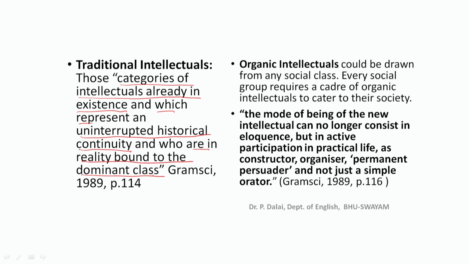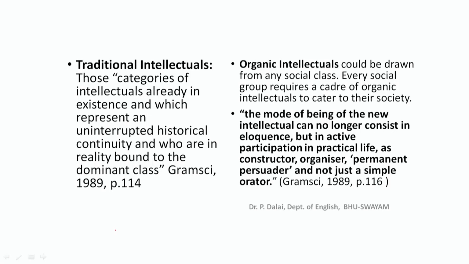Now, as against this, he talks about organic intellectuals who could come or who could emerge from any social class, because Gramsci talks about every social group requiring a cadre of organic intellectuals to cater to their society. So, obviously, then we need organic intellectuals to talk about race, we need organic intellectuals to talk about the sexual categories, we need organic intellectuals to talk about environment, caste, race, geography, all such things.